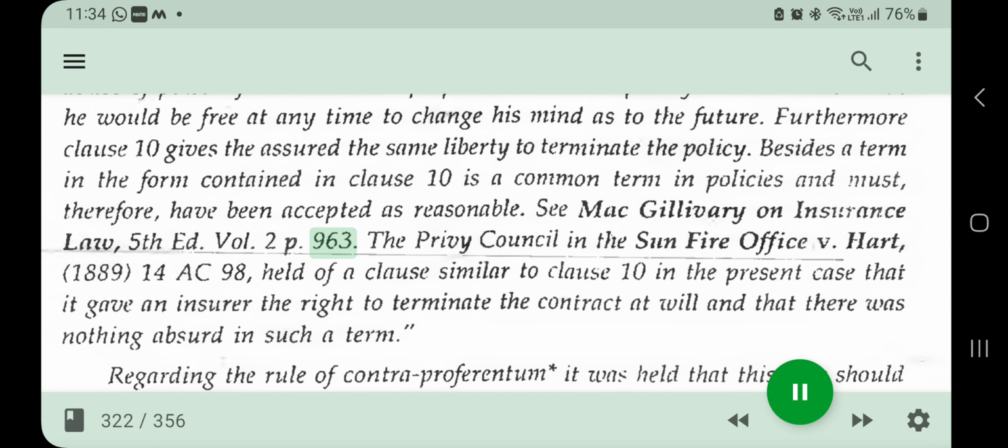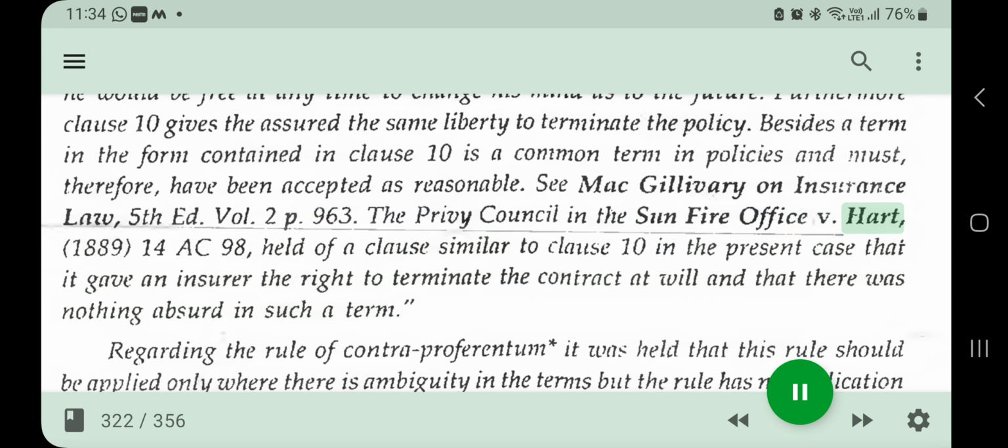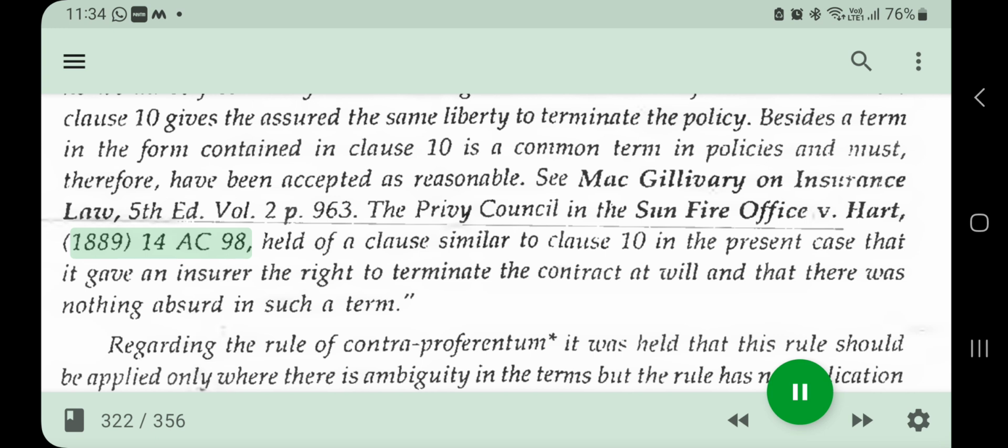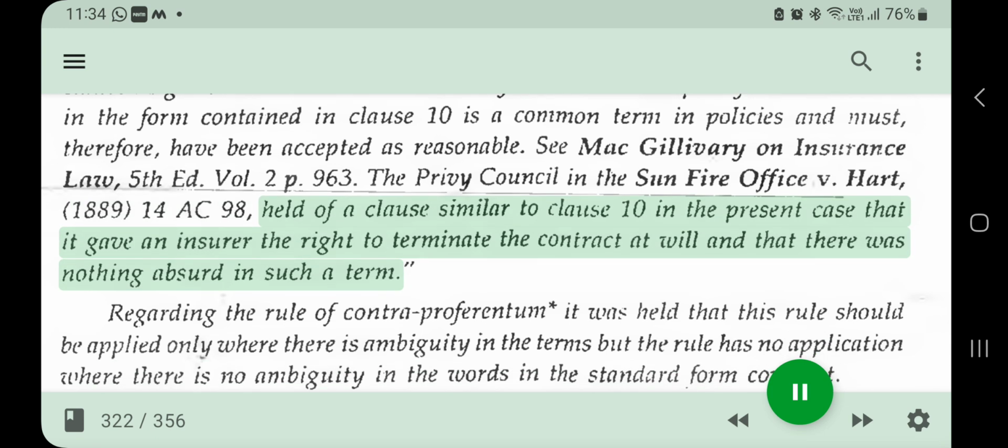963. The Privy Council in Sun Fire Office v. Hart, 1889-14, AC 98, held of a clause similar to Clause 10 in the present case, that it gave an insurer the right to terminate the contract at will, and that there was nothing absurd in such a term.